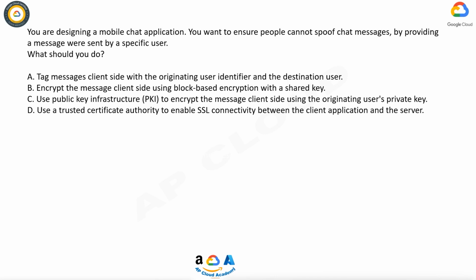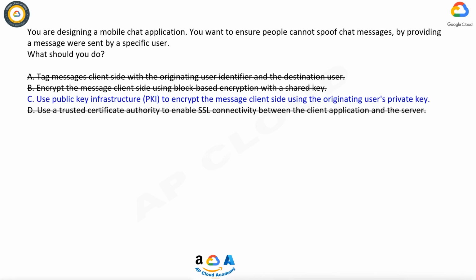A. Tag messages client-side with the originating user identifier and the destination user. B. Encrypt the message client-side using block-based encryption with a shared key. C. Use public key infrastructure, PKI, to encrypt the message client-side using the originating user's private key. D. Use a trusted certificate authority to enable SSL connectivity between the client application and the server. Correct answer, C.